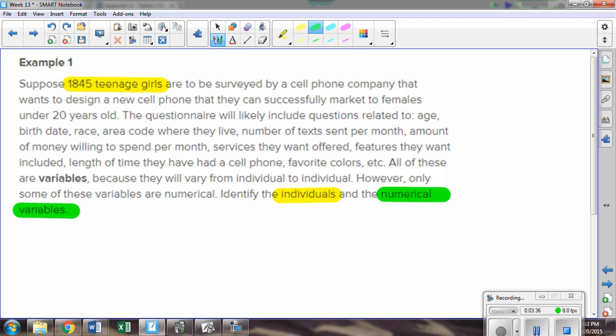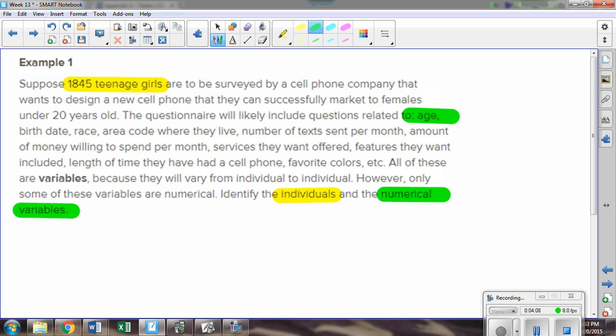Numerical means based on numbers. So which one of these variables are related to numbers? We'll run through the list. Age. Is age a number? Come on, Alex. 16, 17, 18, 19. Those are numbers. Quit being a smart aleck. Come on.